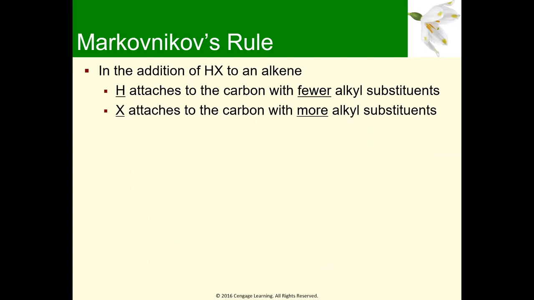And this is one way to state it. So in the addition of a halo acid like hydrobromic acid or hydrochloric acid to an alkene, the H attaches to the carbon with fewer alkyl substituents, and the X, the halogen, attaches to the carbon with more alkyl substituents.